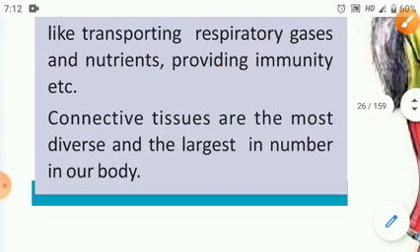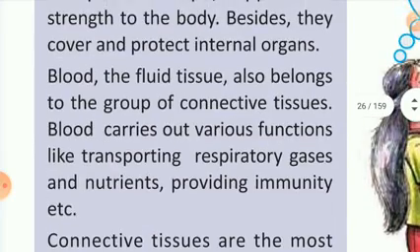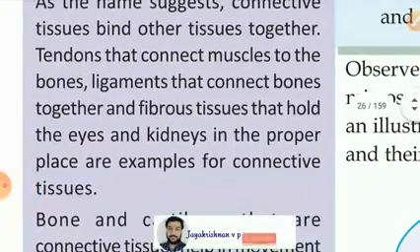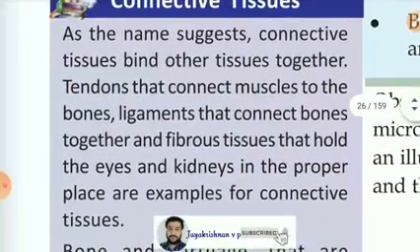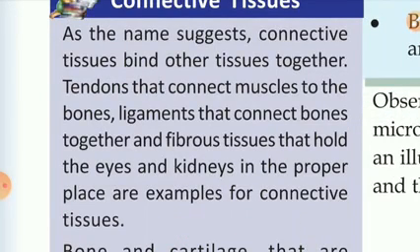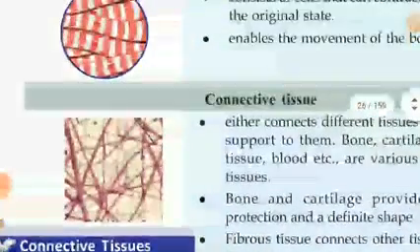So that is about blood, bone and cartilage. Then fibrous tissue holds the eyes and kidney in proper position, tendons connect muscle to the bone, and ligaments connect bones together. So this is about connective tissue.